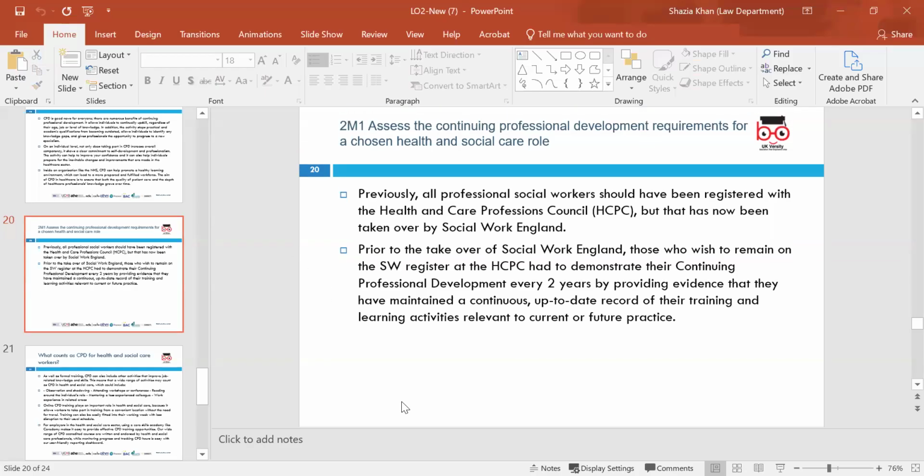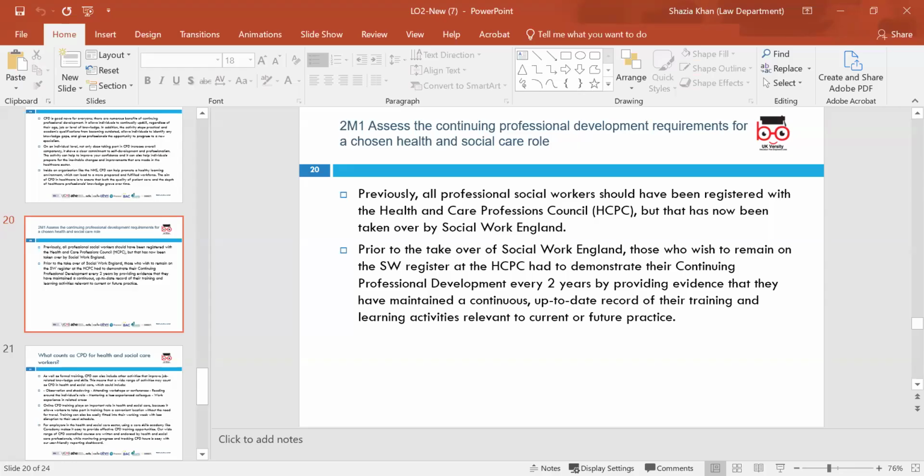The next one is 2M1, so that's a merit one. Assess the continuous professional development requirements for a chosen health and social care career. So, there are different personal development requirements for different careers. The whole point is to make sure that you are up to date, that you provide best practice, and that you're ultimately better in your field. It's there to maintain your competence. It could be any sort of training, and when you do training, you keep up to date with everything.